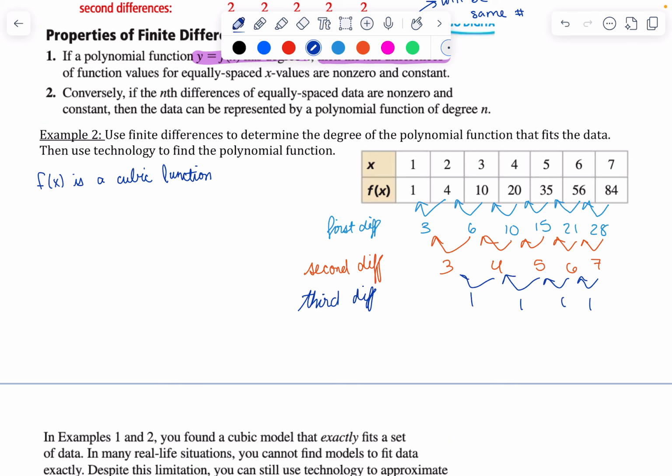Okay? Now, we're not going to write it like this because it's long and complicated. We should know that 0.167 is very close to 1/6, and 0.3 repeating is close to 1/3, and 0.5 is 1/2. So, using technology, f of x is equal to 1/6 x cubed plus 1/2 x squared plus 1/3 x.